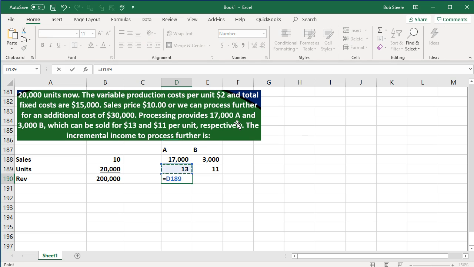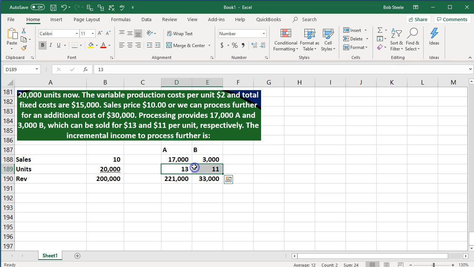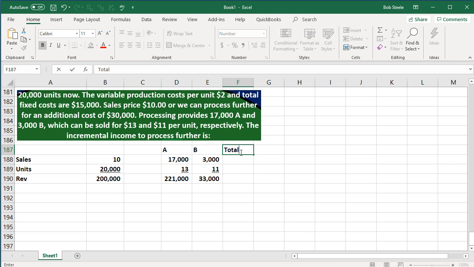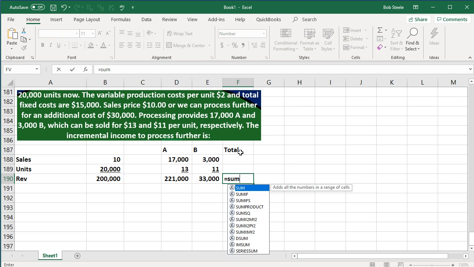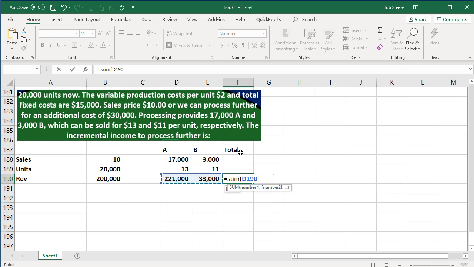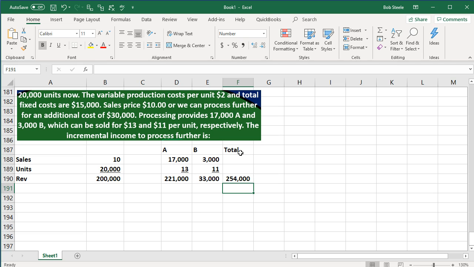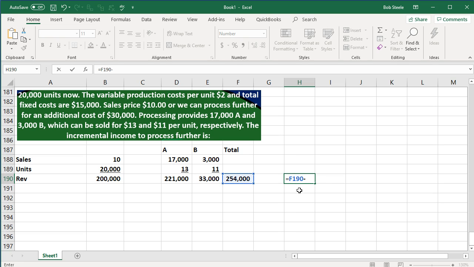If we then multiply those out, we're going to say the 17 times the 13 is going to give us the 221,000, and the 3,000 times the 11 gives us the 33,000. Going to go ahead and underline this just for our formatting purposes. Home tab, font, underline. If we then total these up to process further, we're going to take the 221 and the 33. That's going to give us the 254. The difference, the incremental revenue here, is going to be the 254 to process further minus the 200,000.